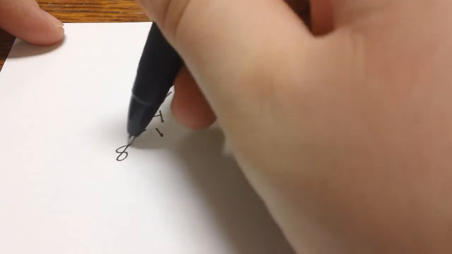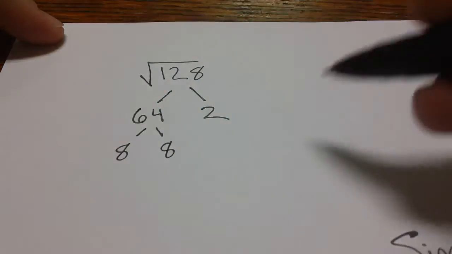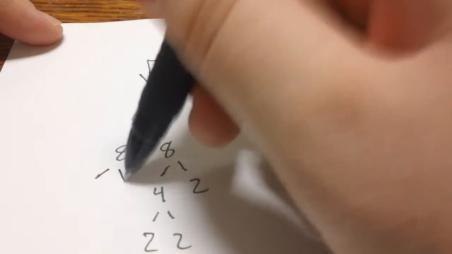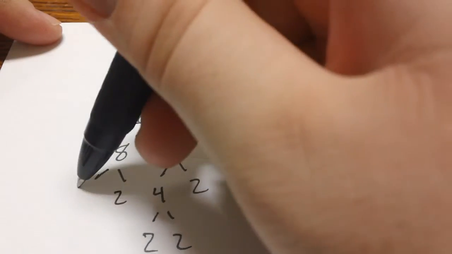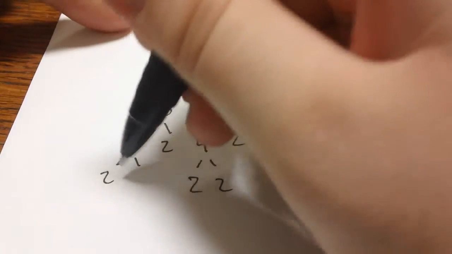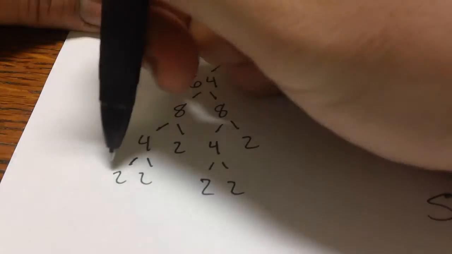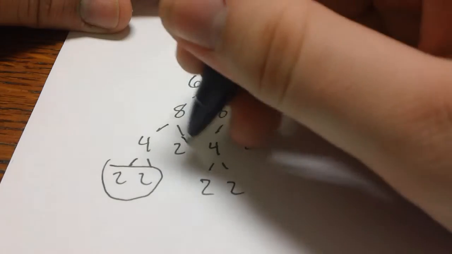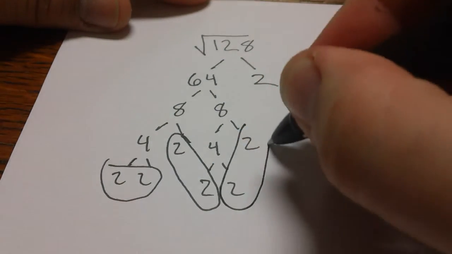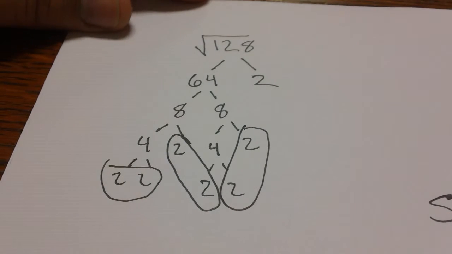64 can break up into 8 and 8. 2 and 4. That 4 will break up into 2 and 2. 2 and 4. 2 and 2. All right. Pair of 2s. Pair of 2s. Pair of 2s. And then a 2 by itself.